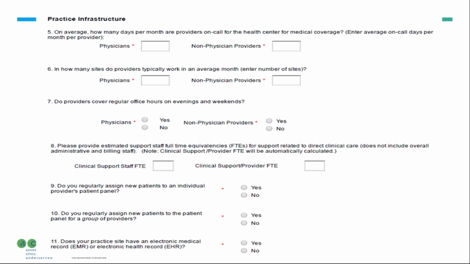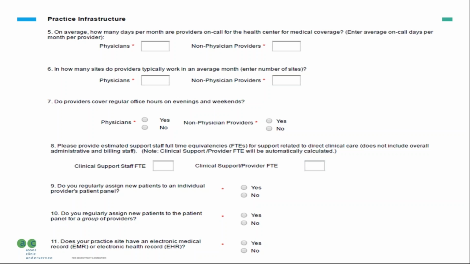For practice infrastructure, we are looking here for things that can be a strain on providers. So, for example, if they're on call very frequently, we are trying to get some idea of that. So for number 5, we'd like you to give us the number of on-call days per month per provider. Now, everybody does call differently, so you'll need to just figure out what that average is. You may have a provider that's on call once a week, so your average would probably be 4 or 4.2 if you're counting that there's about 4.2 weeks a month.